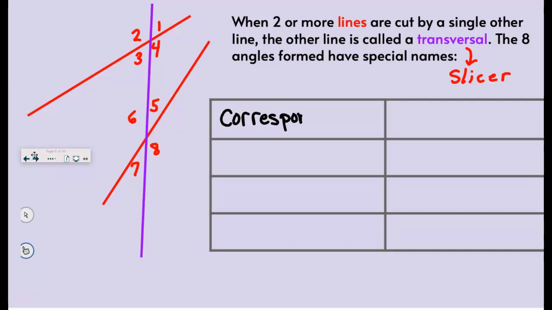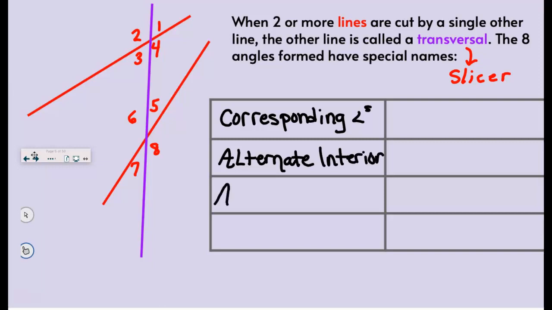Corresponding angles. So we use this symbol right there. Make it look a little better. Corresponding angles. We're going to work with what's called alternate interior angles. We're going to work with, I think I'm going to go with same side.